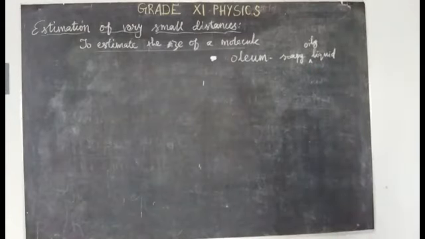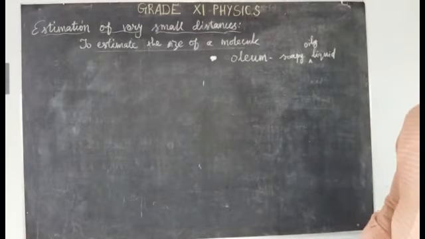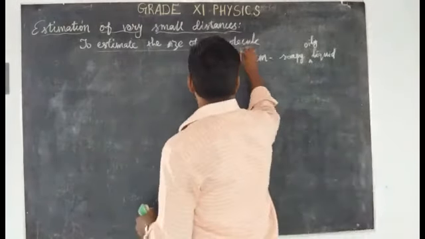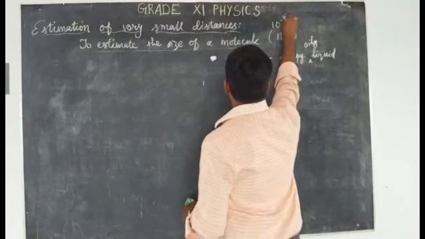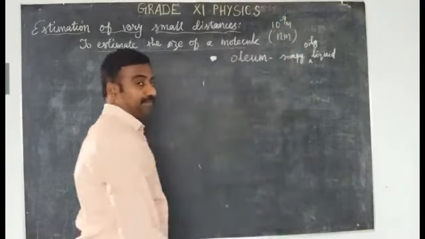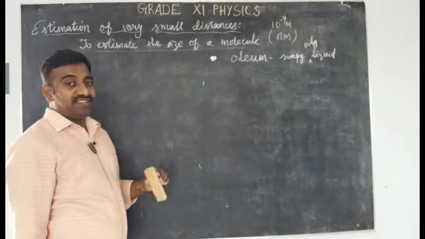So how to do this experiment? Listen. The molecular size which we are determining is up to nanometer. Nanometer means 10 to the power minus 9 meter. So how to do the experiment? It's a very simple thing.